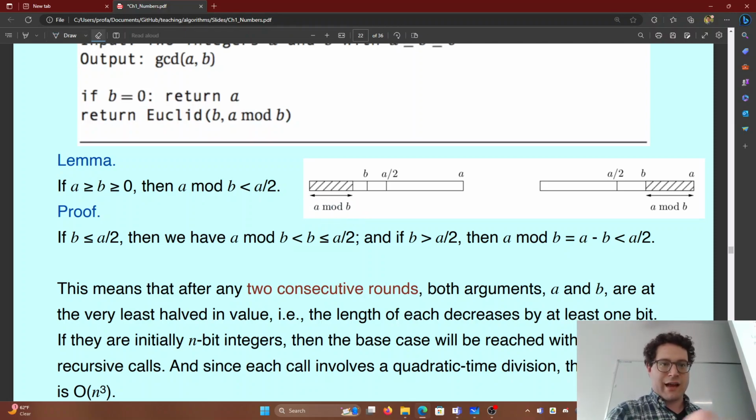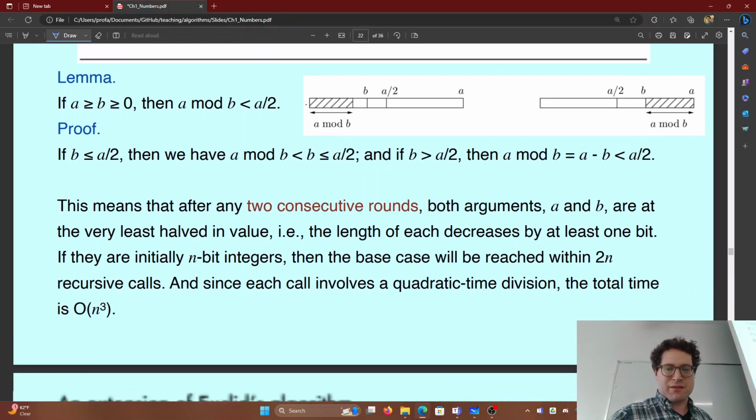Our first case is on the left. If B is less than A over 2, then A mod B is going to be this remaining segment. It's going to be less than that. If, on the other hand, B is greater than A over 2, then A mod B is going to be this remaining segment. Make sense? No? Anyway, point being is that this algorithm works fast.